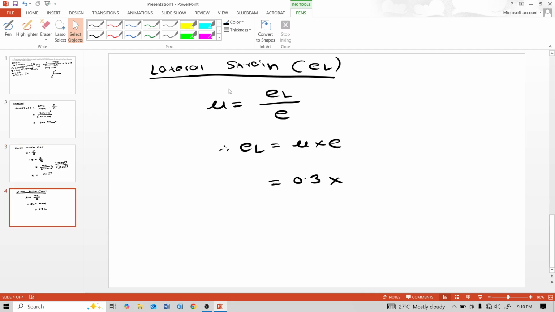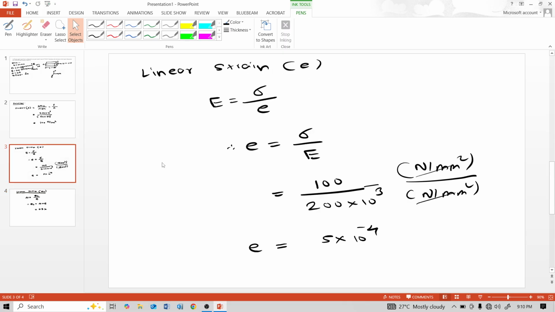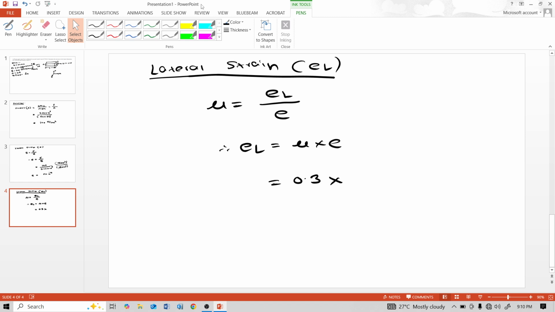For calculation of lateral strain we need this linear strain. That's why we first found linear strain, 5 into 10 raised to minus 4. Therefore lateral strain is 0.3 into 5 into 10 raised to minus 4, which is equal to 1.5 into 10 raised to minus 4. This is the lateral strain.